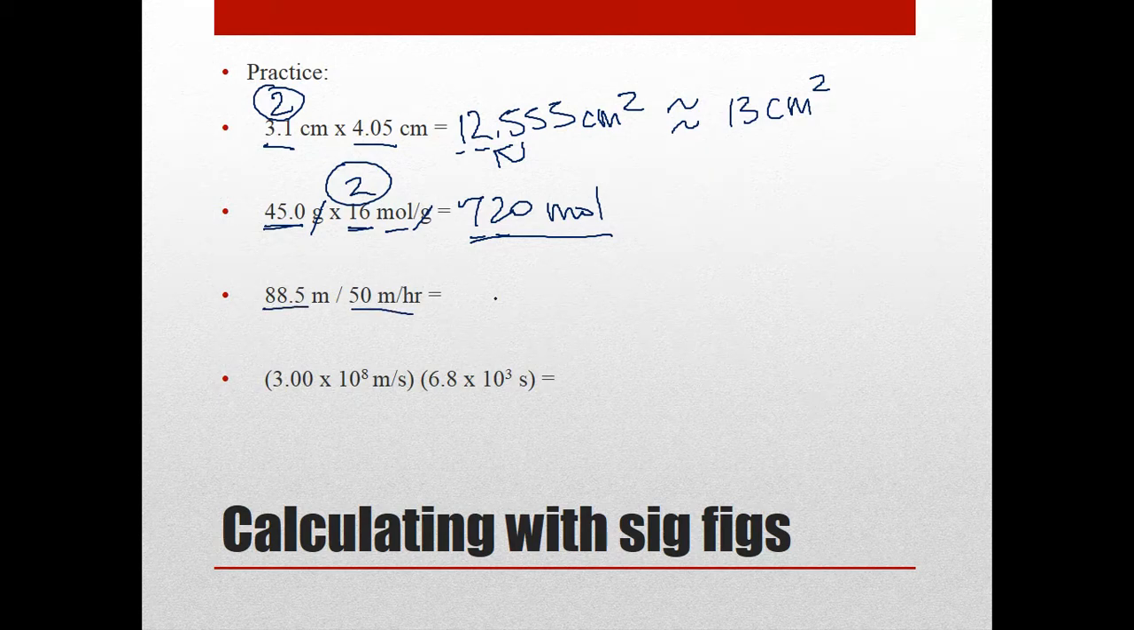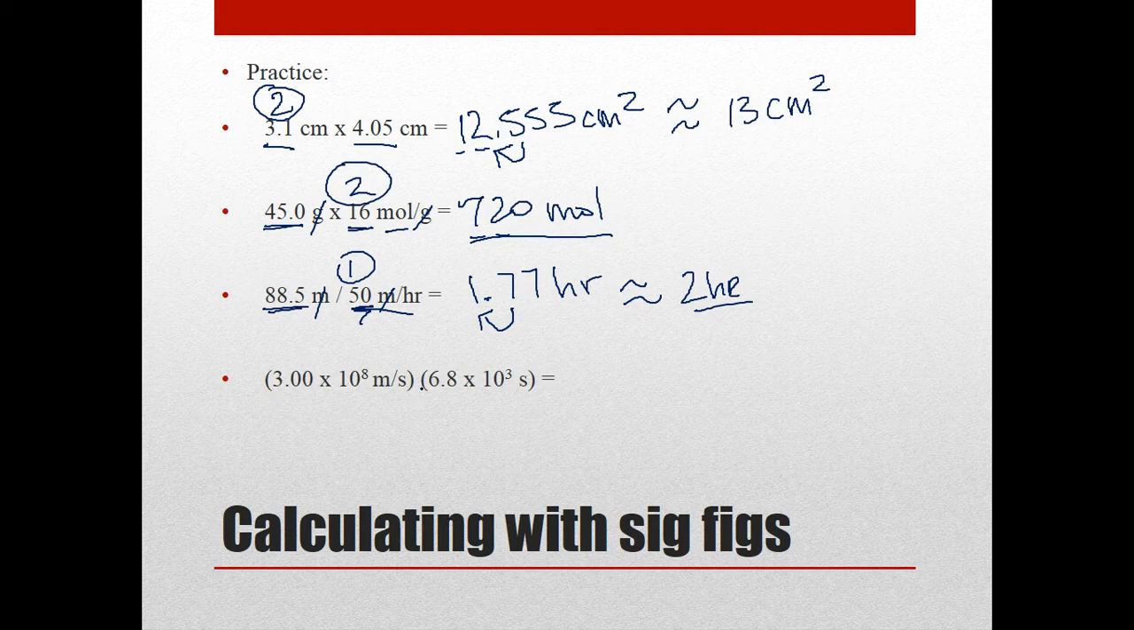88.5 meters divided by 50 meters per hour is going to give us 1.77 hours. Our meters cancel out. We have 3 sig figs here, but we only have 1 in the 50. There's no decimal, so that 0 doesn't count, which means that our final answer can have only 1 sig fig. That 7 is going to round that 1 up to a 2, and this is our final answer, about 2 hours. And last but not least, 3 times 10 to the 8th meters per second.